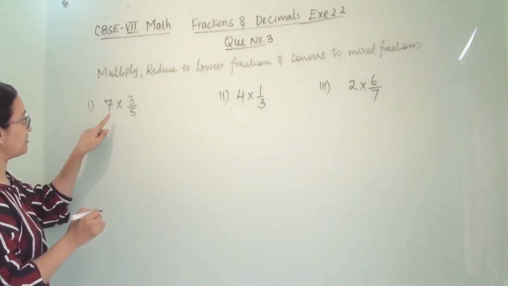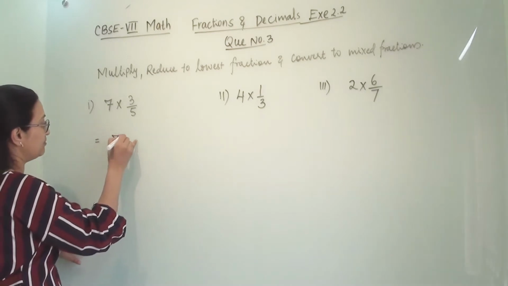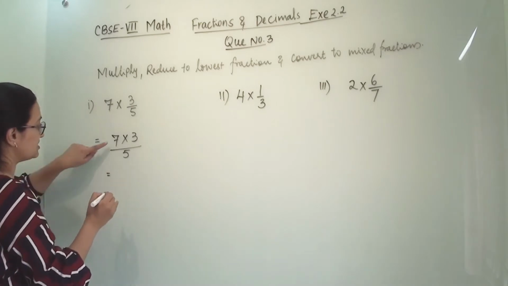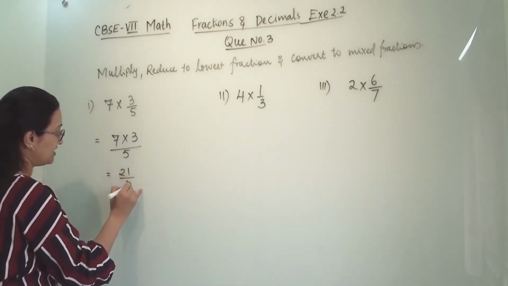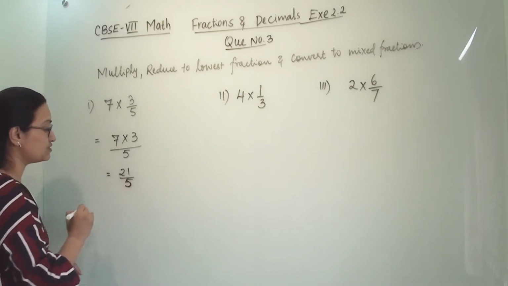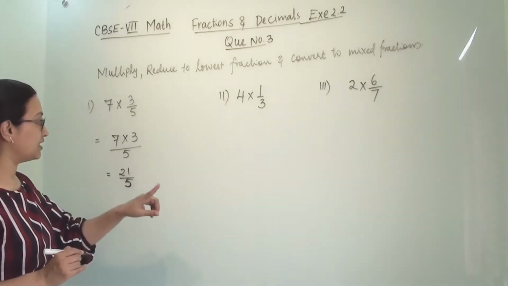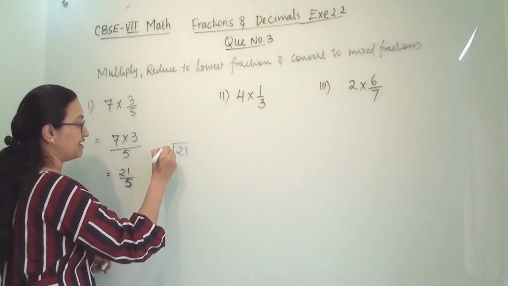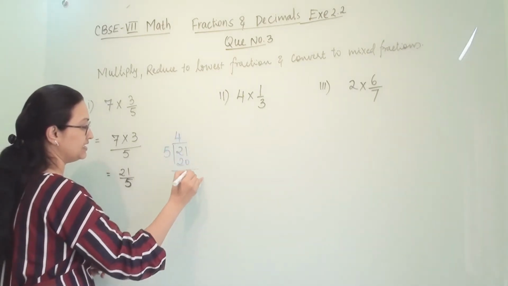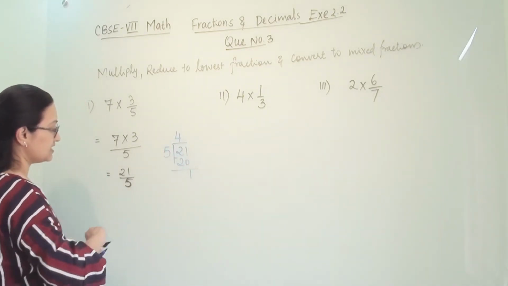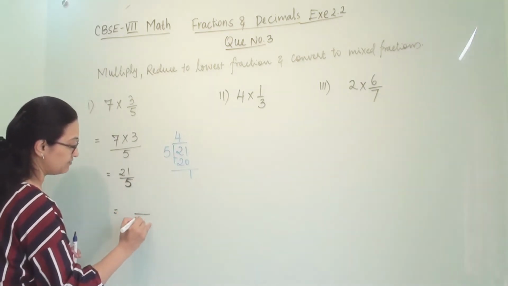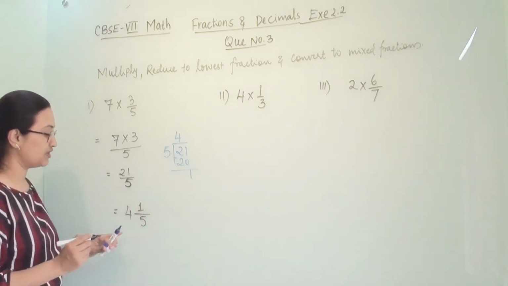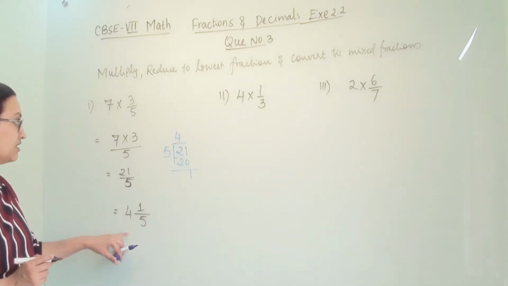7 into 3 by 5. 7 is a whole number, so directly we will multiply with the numerator and the denominator will remain the same. So here 7 3s are 21 divided by 5. Now here we cannot reduce this to the lowest fraction, so we will convert this into a mixed fraction because this is an improper fraction. So 21 divided by 5, so here 4, 20 and 1. So let us convert this and we will get here 5 will remain in the denominator, 4 will come at the front and 1. So this is going to be our answer, 4 1 by 5.